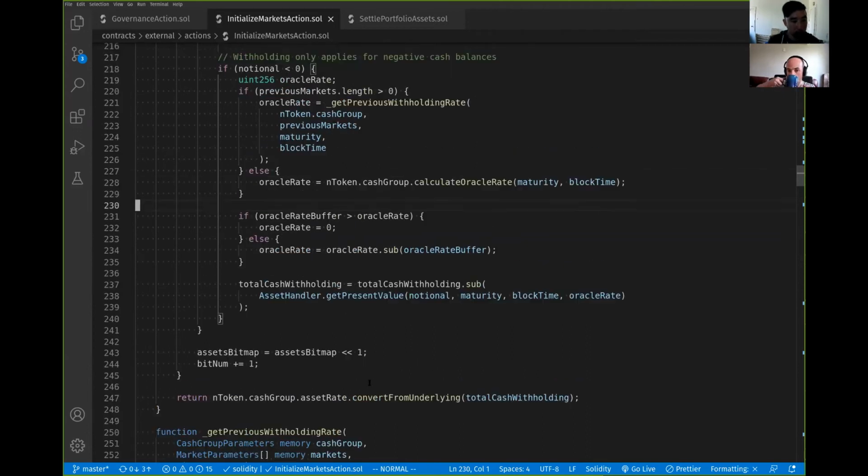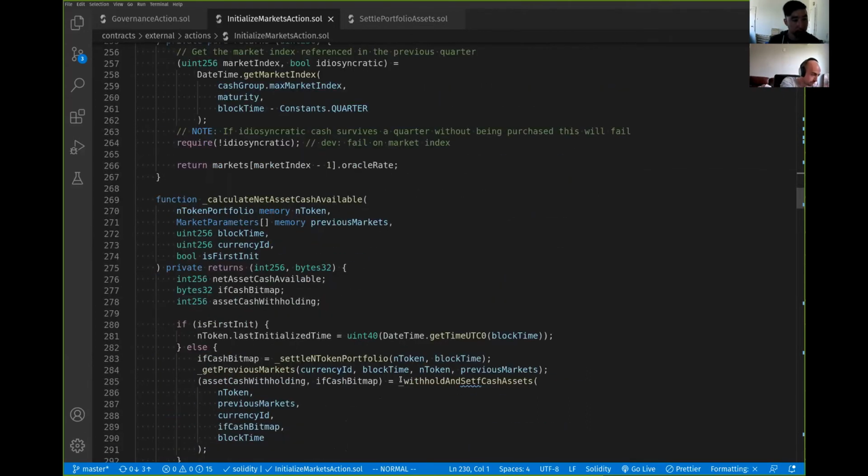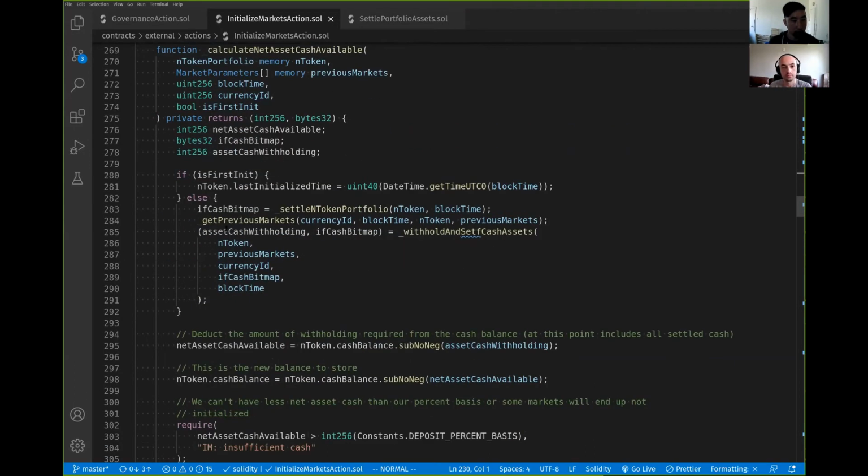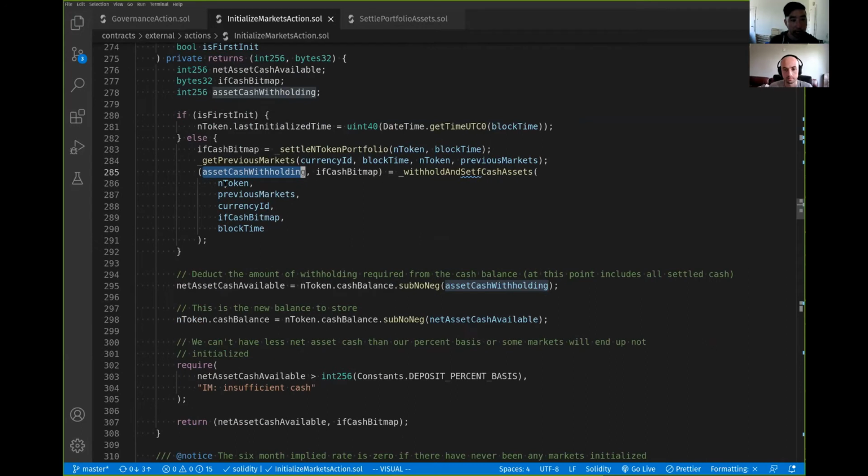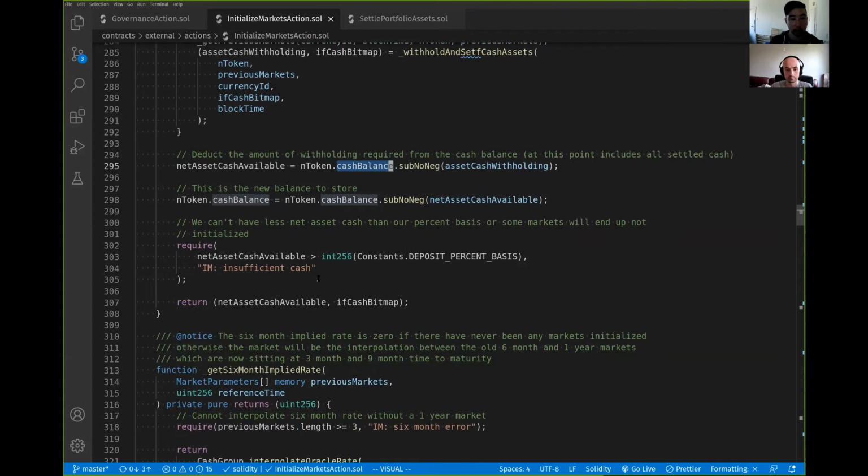So the net effect of all these calculations will be the amount of asset cash withholding that is required to keep in the end token's cash balance. And the difference between that and the actual cash balance that it's holding after settling out all of its liquidity token positions will be the amount of asset cash, the amount of C tokens, available to provide as liquidity to the new set of markets that will be launched. So we do a quick check here that there is enough asset cash available to at least minimally go across all the markets.